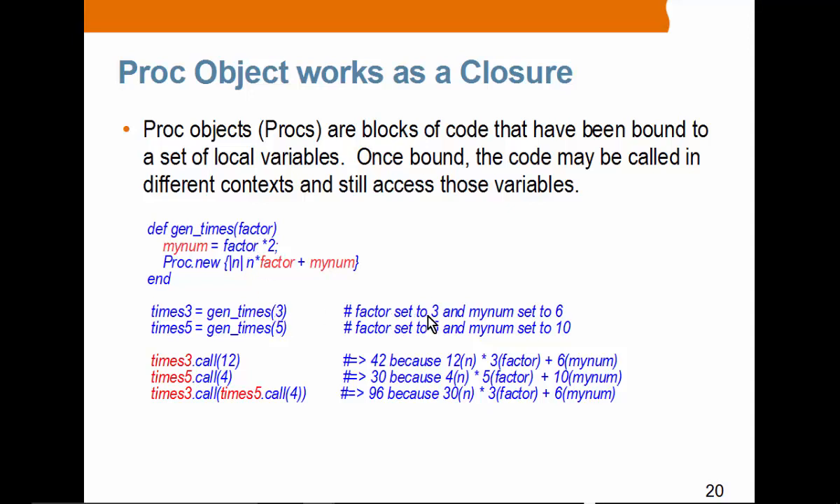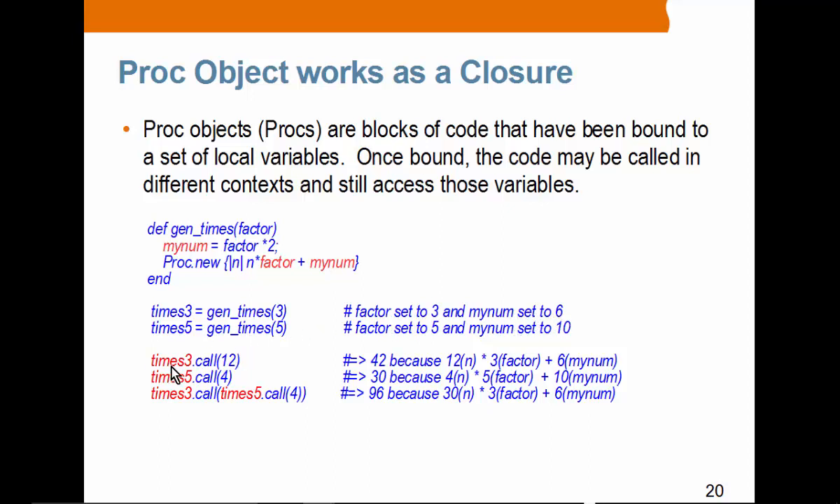So factor is set to 3, mynum is set to 6, and then we create a proc object. As I said, when the proc object gets created, the local variables in the same scope, in this example factor and mynum, will be maintained as part of that proc object. When we call gen_times, the proc object gets created and assigned to time3. So time3 is pointing to this proc object, and that proc object has remembered that factor is set to 3 and mynum is set to 6.